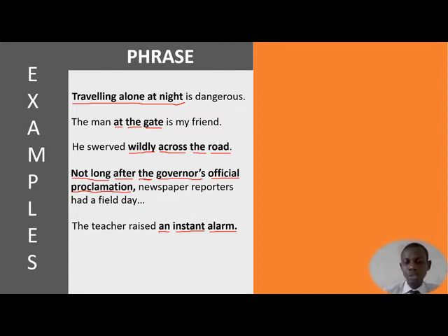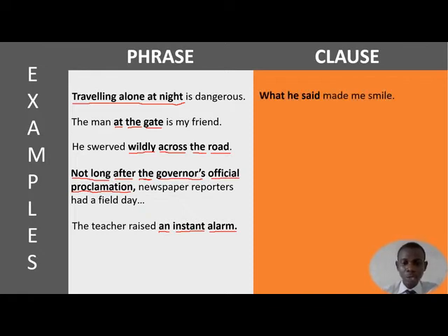So let's quickly move on to the next one, which is a clause. So what is a clause? Don't forget the definition. The definition says that it has a finite verb. So let's take the first example: What he said made me smile.